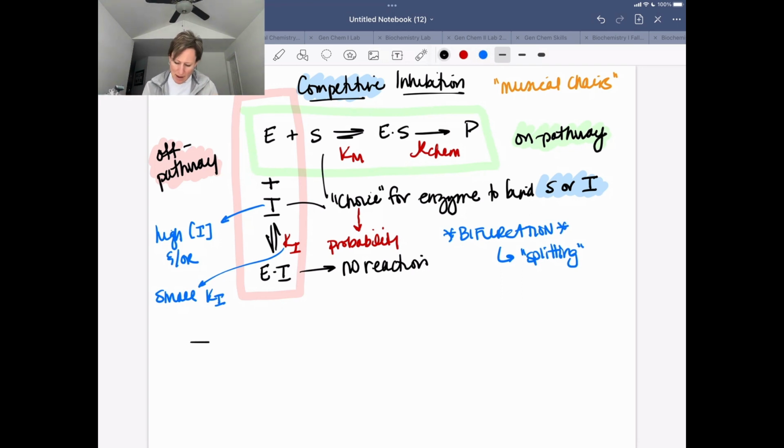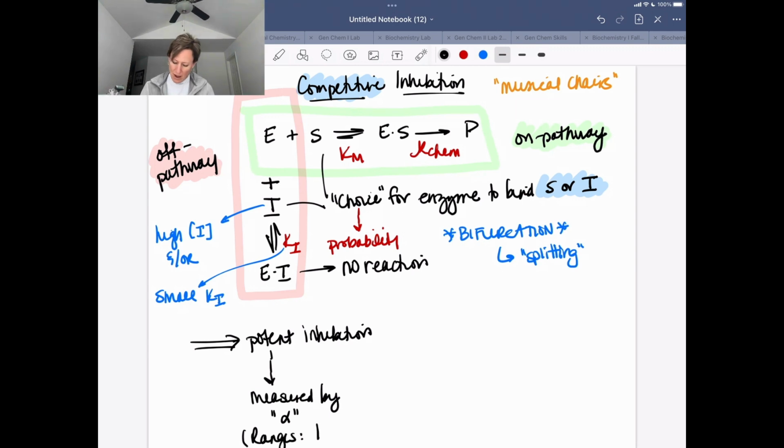So if we want to think about inhibitor potency, how do we have potent inhibition? Okay, we are going to measure this potency by a factor that we're going to call alpha. So this is measured by this term called alpha. If we think about ranges for alpha, alpha is going to go between 0 to infinity. And this will make sense when we actually look at the equation that we have here. I'm just going to move this up just a little bit. I've run out of space here.